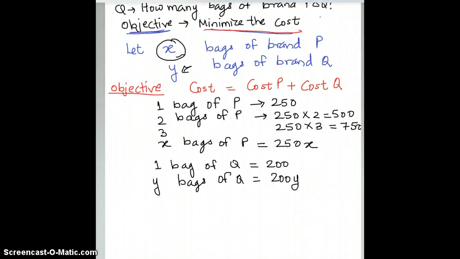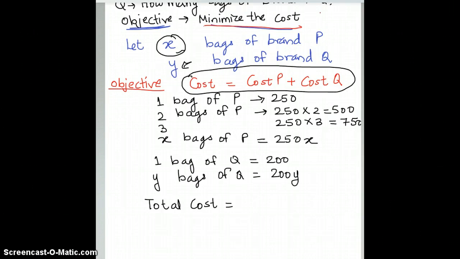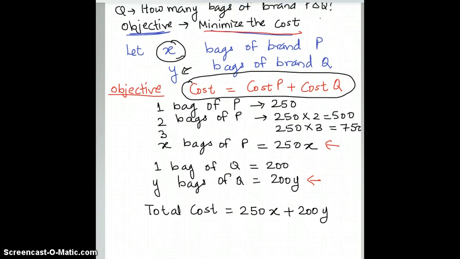So let's write down the total cost. The total cost is, using this formula, cost of bag P plus cost of bag Q. The cost for bag P is 250X, and for bag Q 200Y. So it will become 250X plus 200Y.